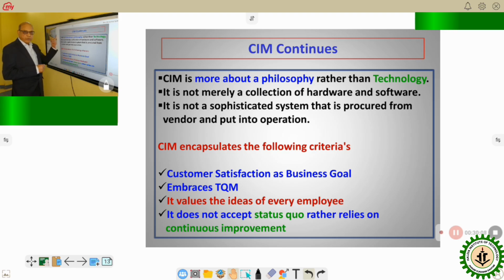It embraces TQM, that is total quality management, which I was referring to a couple of slides back. It values the ideas of every employee. That is what I have mentioned: number of suggestions per employee. So everyone, irrespective of their position, should come up with some sort of suggestion, so that there may be some scope, even if it is not implemented, but still it may play a very important or crucial role. It does not accept the status quo, rather it relies on continuous improvement.